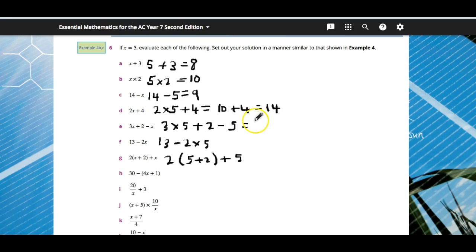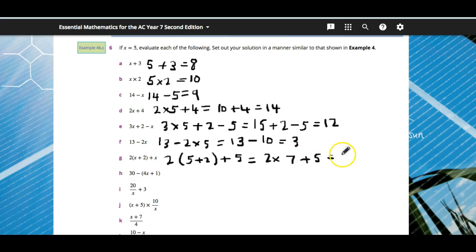So in the next one, I've got 3 times 5 is 15, plus 2 minus 5. So 15 plus 2 is 17, minus 5 gives you 12. Okay, so remember BODMAS again. 13 minus 2 times 5 is 10. So your answer for that one is 3. This one here, we'll do the brackets first. So we have 2, remember there's an invisible multiply sign there, 2 times 7 plus 5. And then let's do the 2 times 7 first, which gives us 14. And then plus 5, and your final answer is 19.